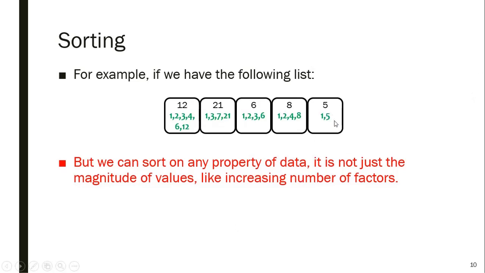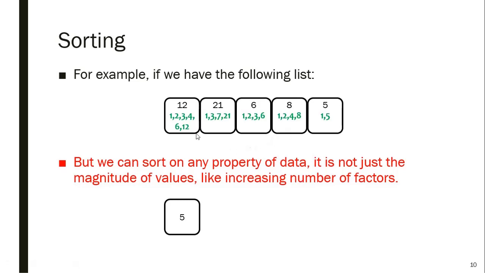So which value has just 2 factors? It is 5. So 5 will come first. 5 has just two factors, and I have included it at the top of the list, or you can say the first index. Now 21, 6 and 8, their magnitude may be different, but I am not concerned with their magnitude. I am concerned with their number of factors, and with respect to number of factors, these all have the same magnitude.